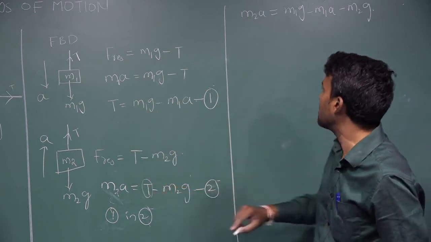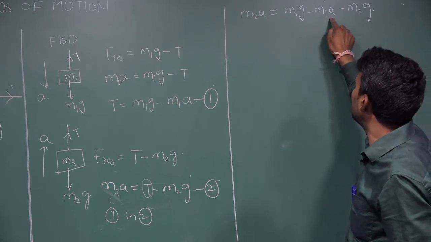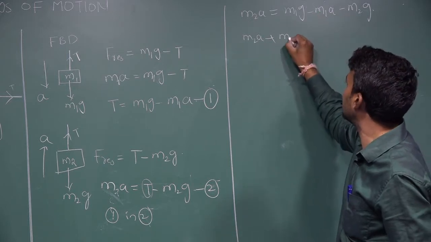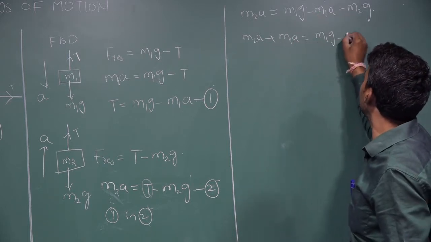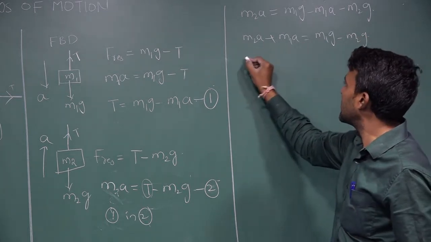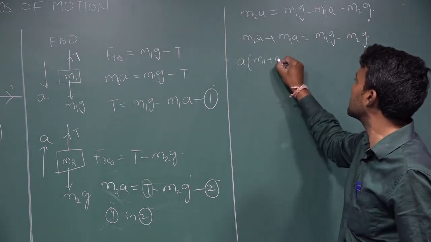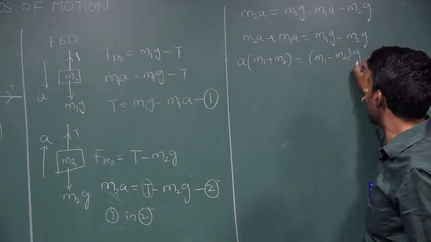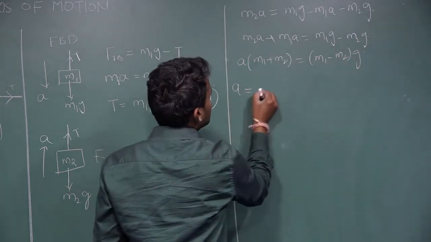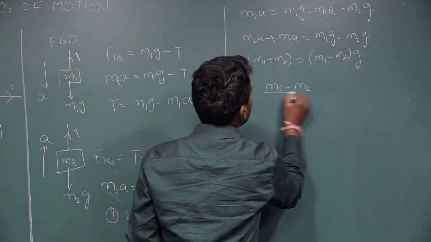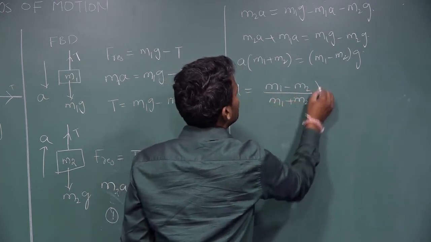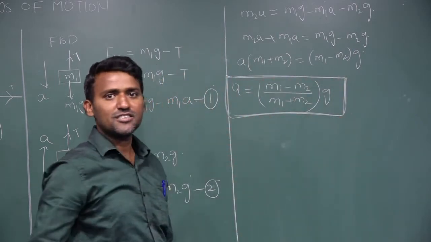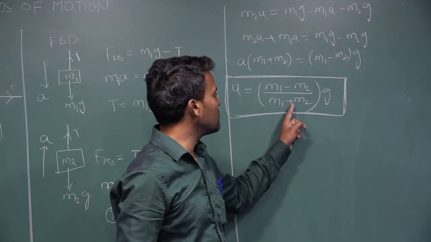Here, I am taking the g terms and a terms to one side. m2a plus m1a is equal to m1g minus m2g. Now what can you take common? Taking a common, (m1 plus m2)a is equal to, taking g common, (m1 minus m2)g. Then the acceleration of the blocks, a, is equal to (m1 minus m2) divided by (m1 plus m2), into g. This is the acceleration of the blocks.